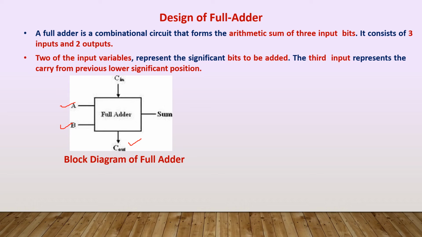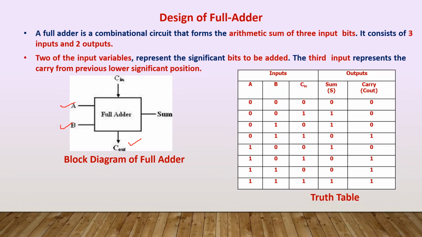Now based upon these input variables and output variables, we can construct the truth table. So inputs, outputs. According to this, how many inputs? A, B, C in. And outputs are sum and carry. As I told you, we can write the truth table input combinations based upon the formula 2 per n, where n is nothing but the number of input variables.